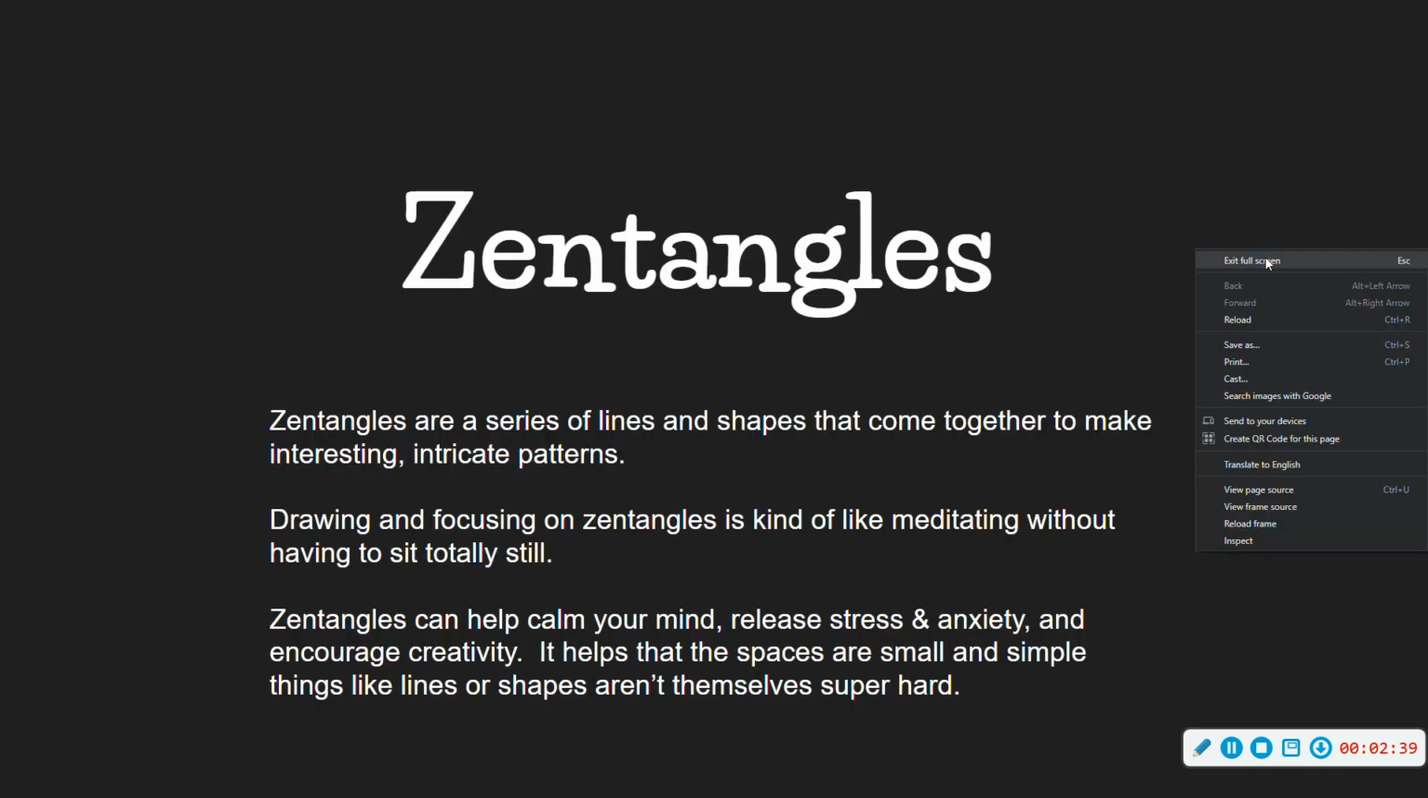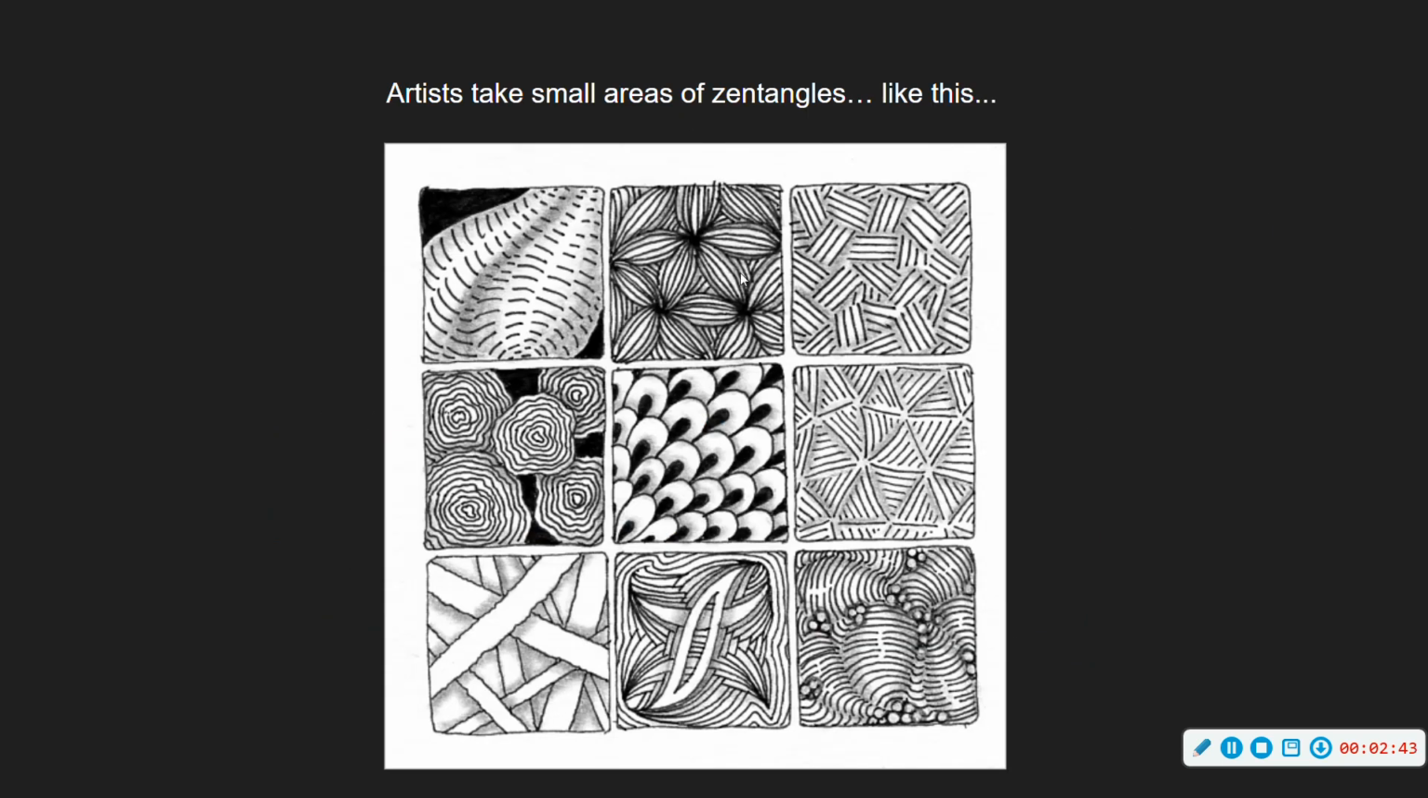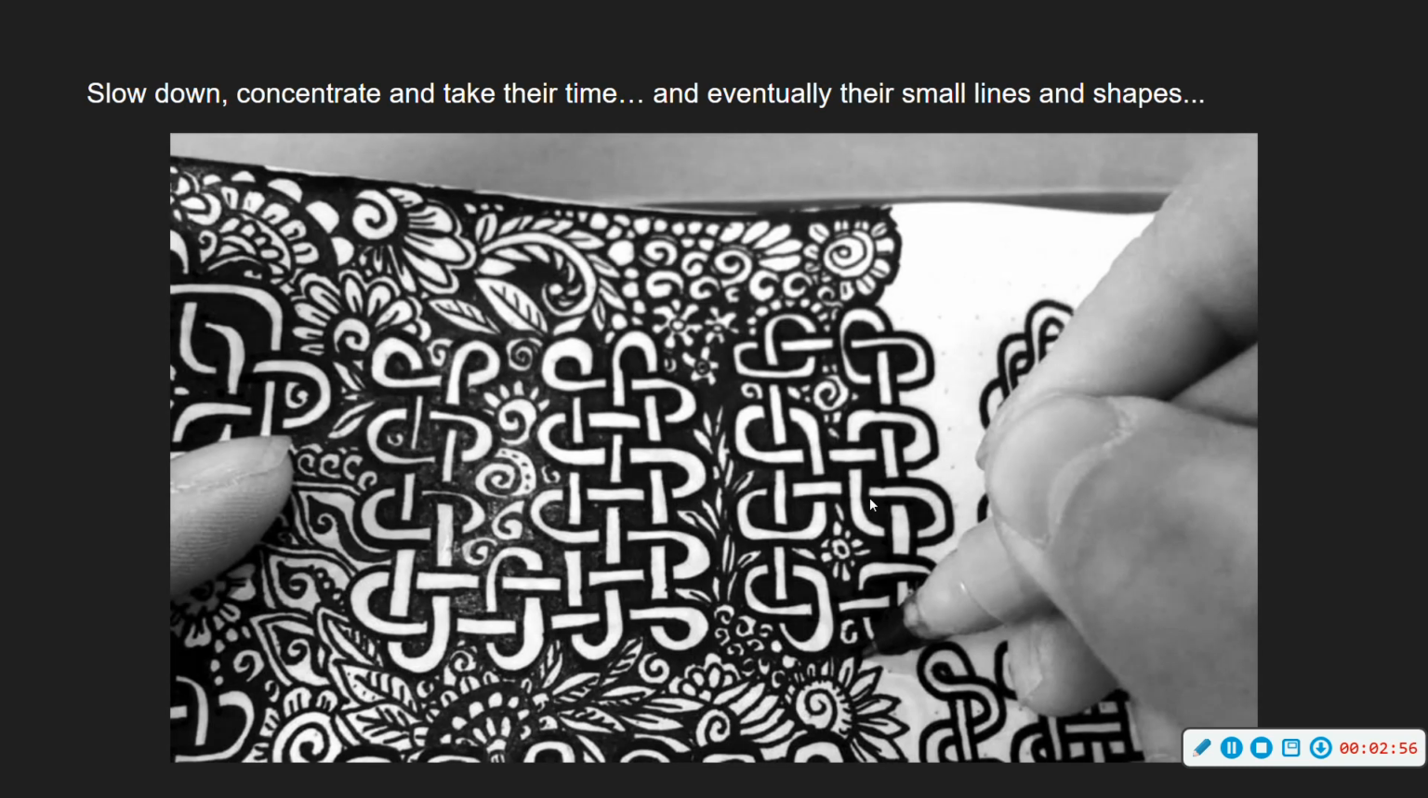So we are going to be using what are called zentangles. Now they are patterns that come together and create an overall effect in a certain space. So here are some great examples of zentangles. Part of zentangles is taking your time. You slow down and concentrate. It's almost like meditating or yoga.